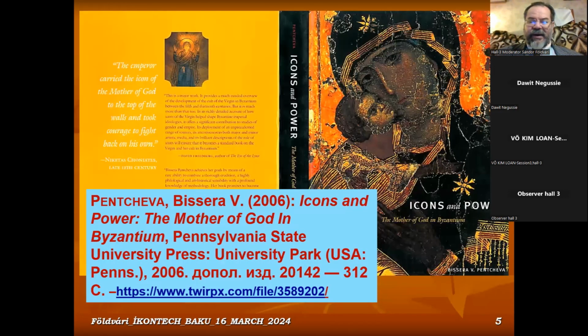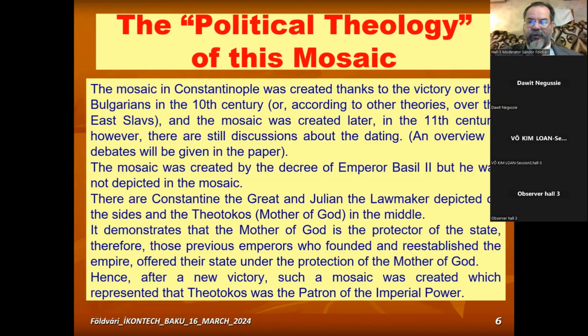Thus, a very important book from the references, by Pencheva Bisseranoe, professor of the Stanford University in the United States, actually of Bulgarian origin. So she was growing up in the Orthodox Christian culture, published a monograph about the relation of icons and the state power. And when I am saying that the Mother of God was the representative of the state power, it is argued and explained in her monograph. And I will write about it in my full paper.